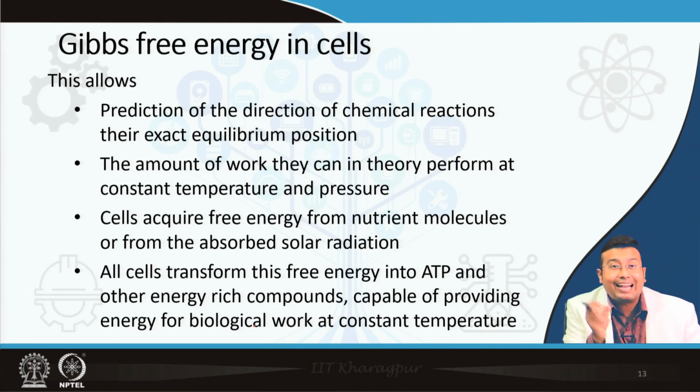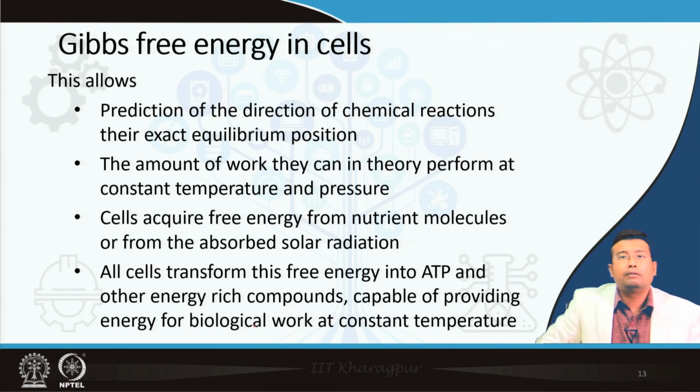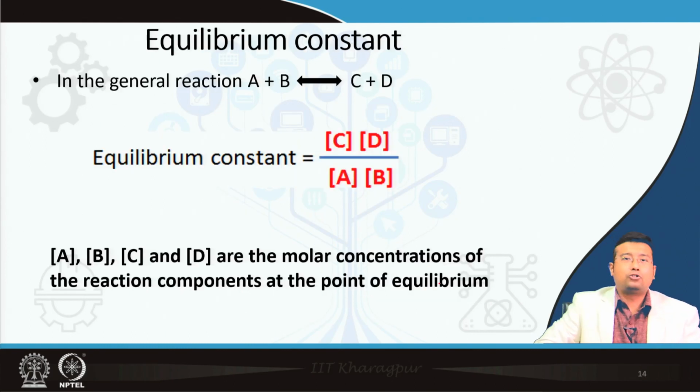And how do cells at the individual level gain the Gibbs free energy? There are multiple sources, such as nutrient molecules and solar radiation. Considering a plant, they gain energy from photosynthesis. And what they do is transform this free energy into a form which they can readily use, and this is actually ATP, adenosine triphosphate. This is the readymade energy currency that can be used by a biological cell for performing multiple reactions and phenomena. And since the biological cell is at a constant temperature, the laws of thermodynamics will also hold true.